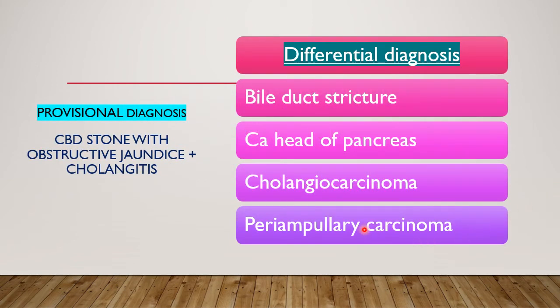Okay, and these are the differential diagnoses at this stage: bile duct stricture, carcinoma of the head of pancreas, cholangiocarcinoma, and periampullary carcinoma. These three cancers are highly unlikely to be in this patient, but it's still a remote possibility. It is unlikely because of the acute onset and the patient's age of 41. So the most likely diagnosis will be a CBD stone with obstructive jaundice and cholangitis.